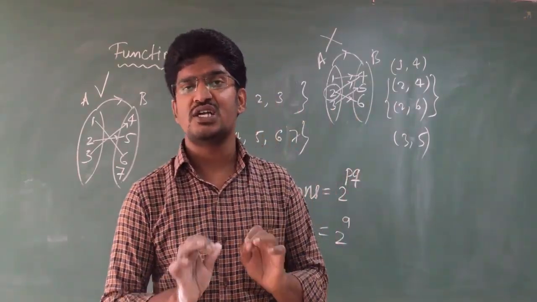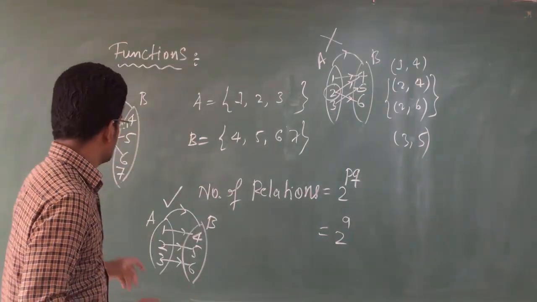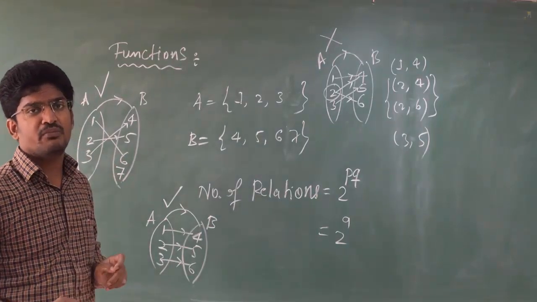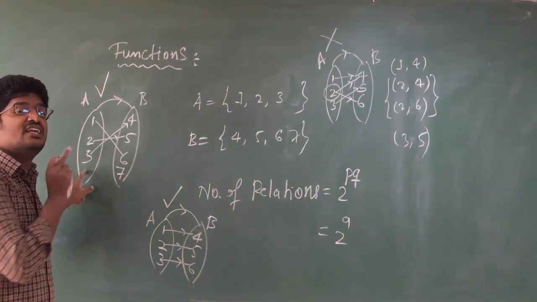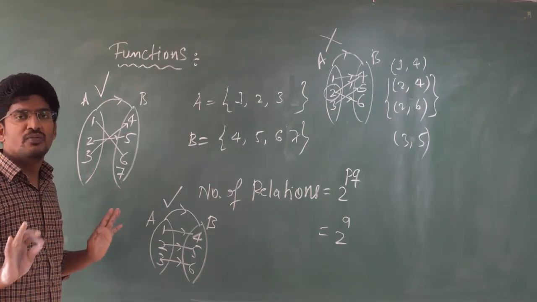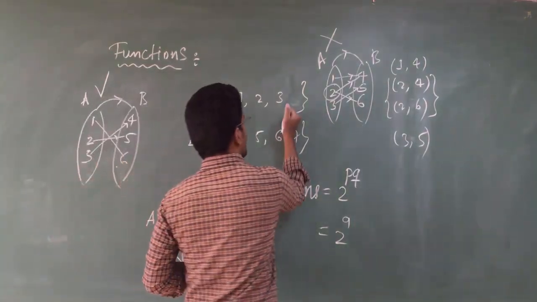That's what the function definition tells. But the function definition never bothers about the elements of set B. That's why please remember, if this 7 is put in A, then it will not be a function. But if it is in B, no problem. Clear? So that's why you remember that small idea.